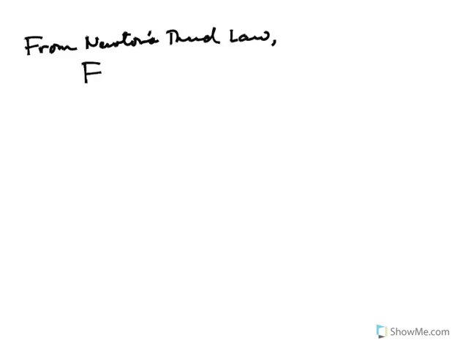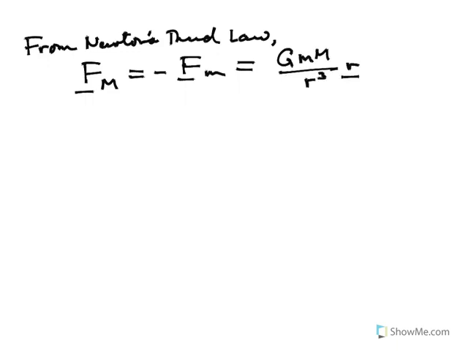the force applied to the planet is equal to the negative of the force applied to the spacecraft, because they have to be equal and opposite one another. So that has to equal G times the product of the two masses all divided by r cubed times r. And then that has to equal the mass of the planet times the inertial acceleration of the planet.